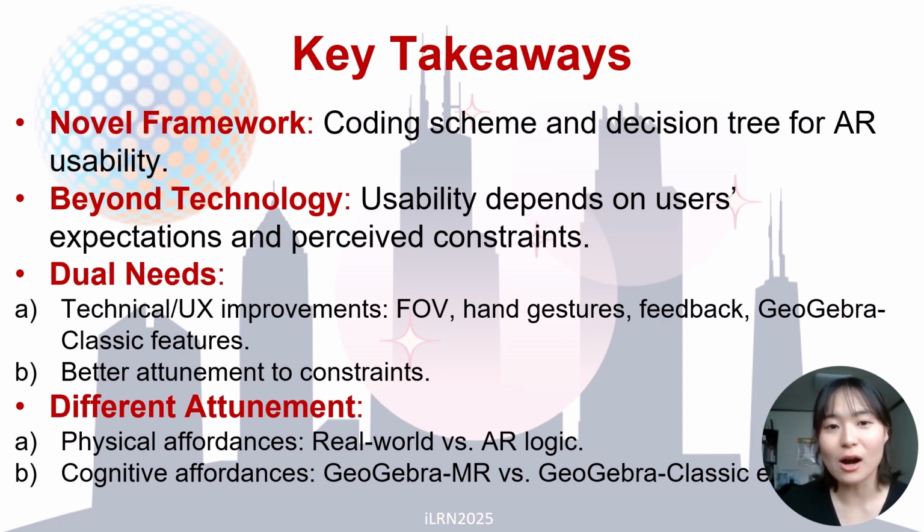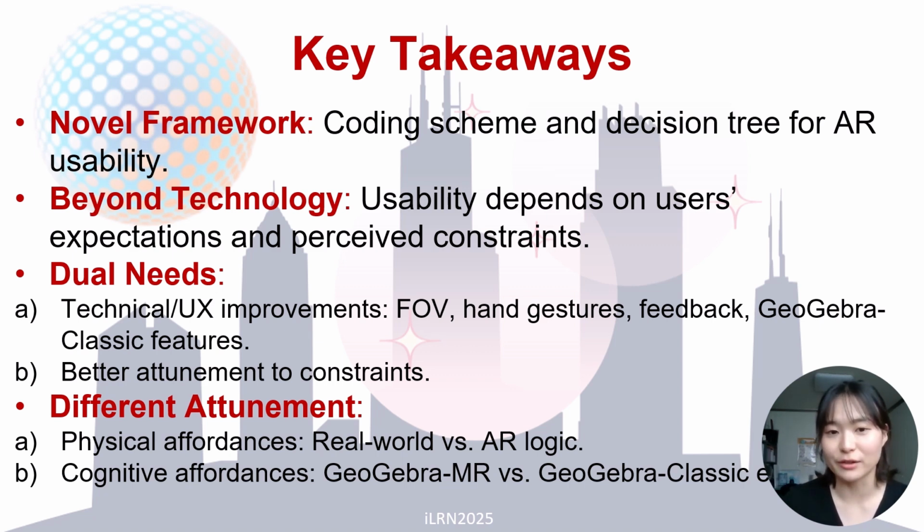To sum up, our study introduced a new coding scheme and decision tree to identify usability issues based on affordances and constraints in AR. We found that usability concerns are not only about technology, they also depend on users' expectations and how they perceive constraints. This shows a dual need.